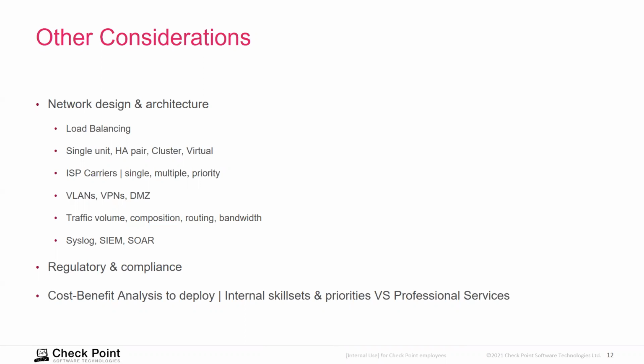It's not just how much volume, but what type of traffic. The HTTPS inspection can be heavy on performance, so that needs to be accounted for. Routing, bandwidth, syslog, SIEM, SOAR.